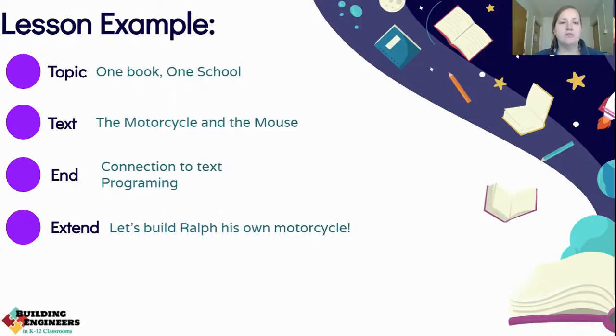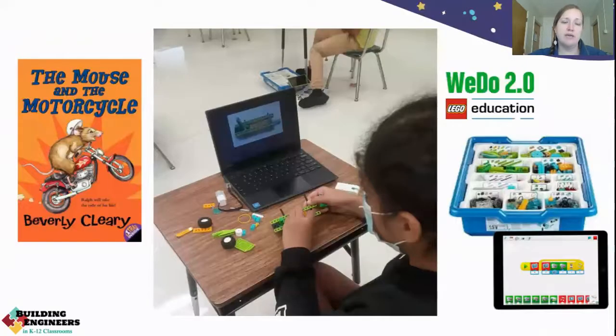Every year, our school does one book, one school. This past year, we read The Mouse and the Motorcycle. So I decided to use that text to connect to a STEM lesson and give some of the students a chance to practice programming. The extension from the book was that we were going to build Ralph his own motorcycle.